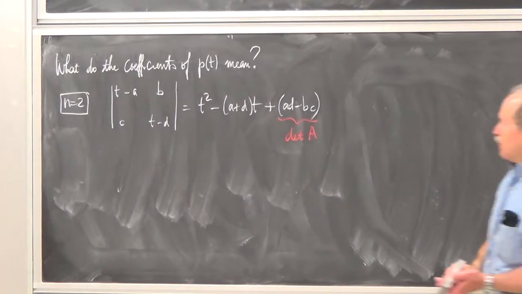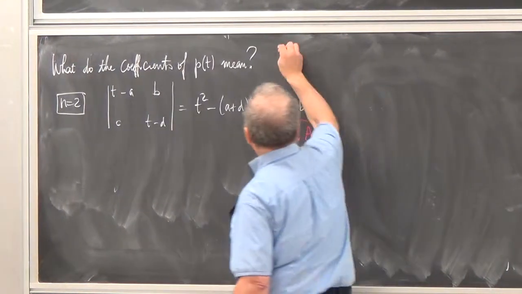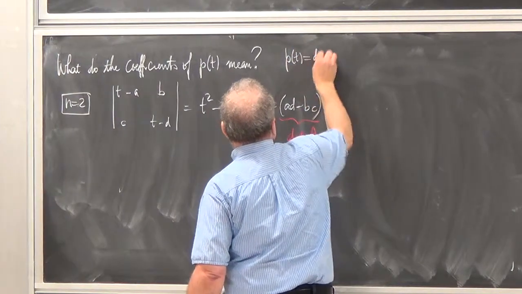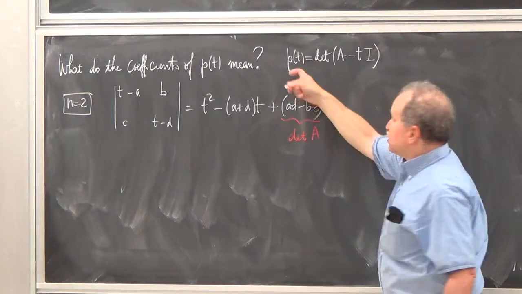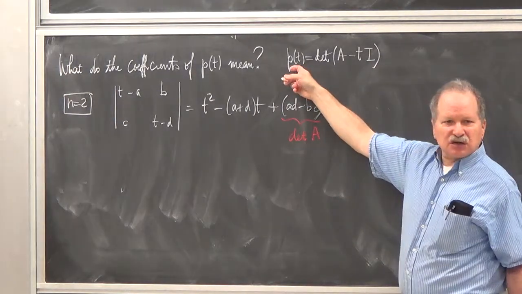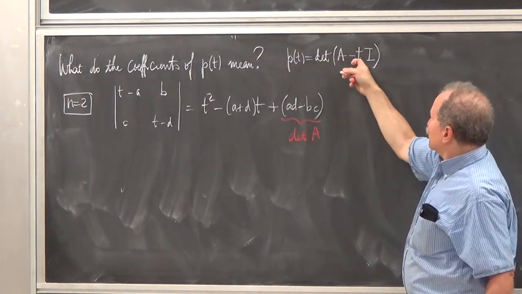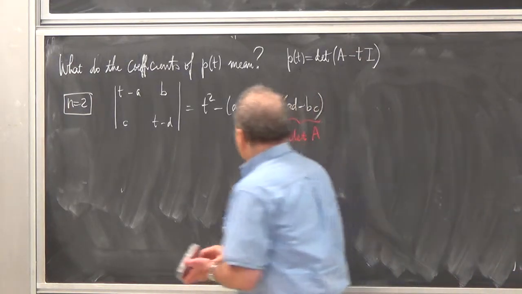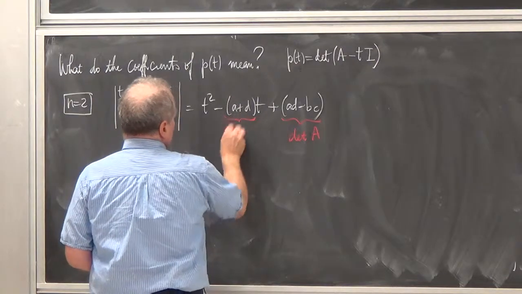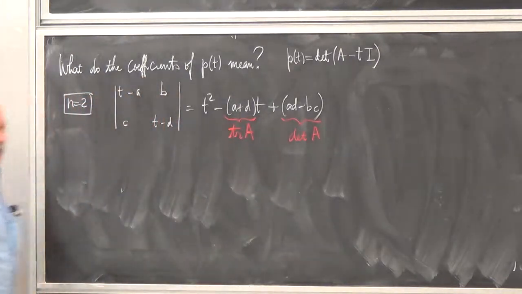Remember, we said that from the definition. We had this on the board last time. The characteristic polynomial was the determinant of A minus t times the identity. The constant term is what you get when you put in t equals 0, which gives the determinant. So that one wasn't a surprise. But what you're noticing here is that this coefficient is the trace, the sum of the diagonals.